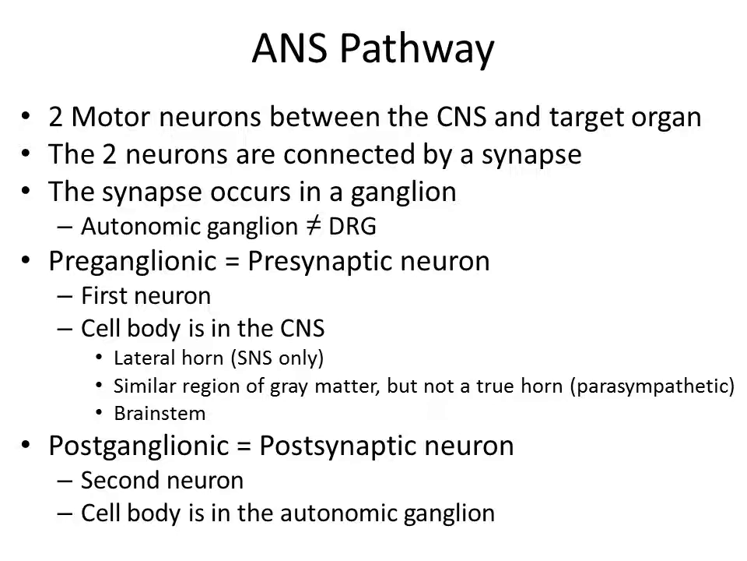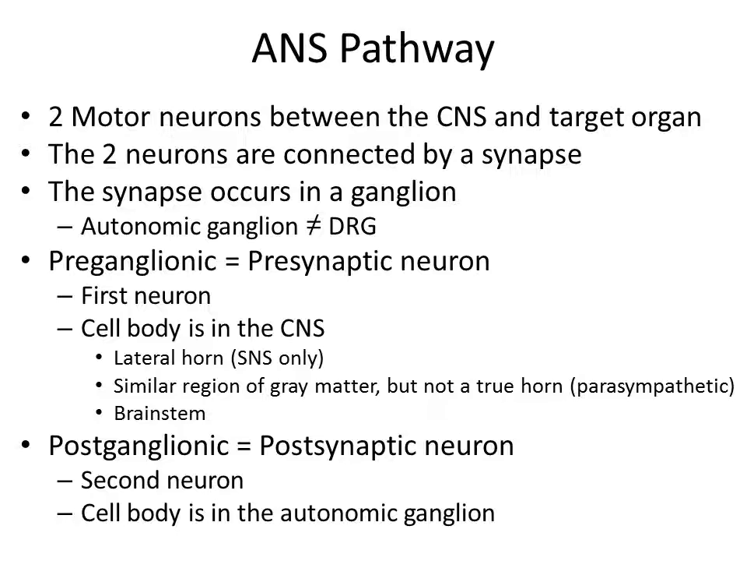The first neuron, whose cell body is in the central nervous system, is known as the preganglionic or presynaptic neuron. If it is a sympathetic neuron, the cell body will be located in the lateral horn of the spinal cord, somewhere between T1 and L2 or L3. If it is a parasympathetic neuron, its cell body will either be in the brainstem or will be in a region of the sacral spinal cord that is similar to the lateral horn, but there is no true lateral horn outside of the thoracic levels.